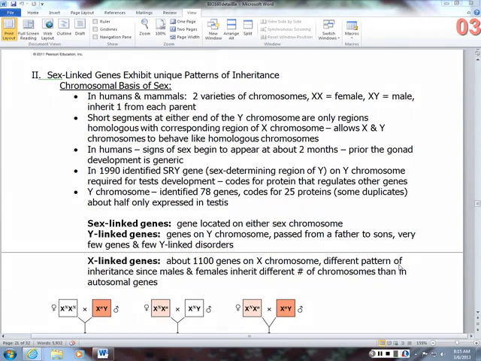So in 1990 they identified this gene, the SRY gene, the sex determining region of Y is what it stands for, on the Y chromosome that is required for testes development. If there is no SRY gene, regardless of what the rest of the chromosomes are, it is going to develop as a female. So the Y chromosome, there are 78 genes. It codes for about 25 proteins, and only about half of those are expressed in the testes.